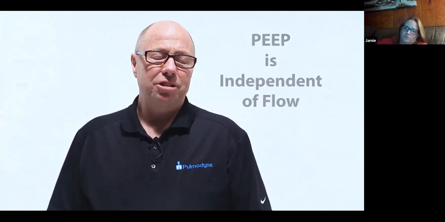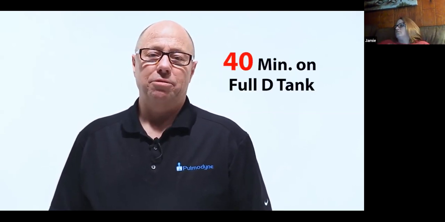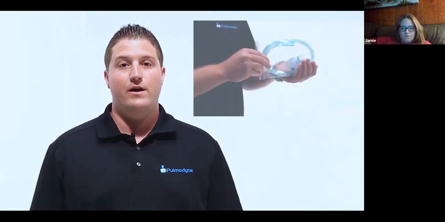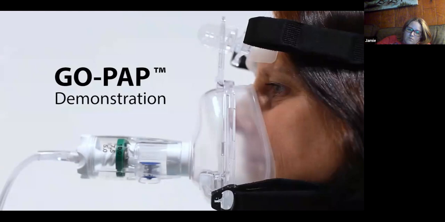You never have to adjust the flow to increase or decrease the PEEP pressure, which is the case in other devices. Plus, the flow is up to 90 liters per minute with an FiO2 of 30%. No manometers, no charts, over 40 minutes of runtime on a full D tank. The GoPAP comes with an integrated nebulization port, which is standard on all devices. It's a closed system until the canister is inserted into the device. Circuits have the option of coming with or without the canister. Now, a full demo of applying and operating the GoPAP with Neb.